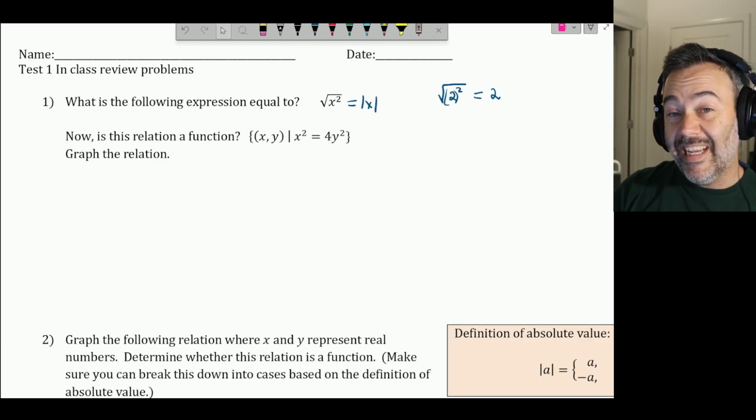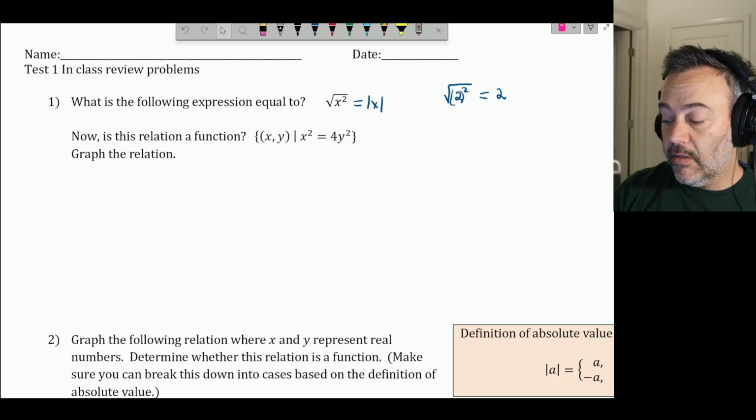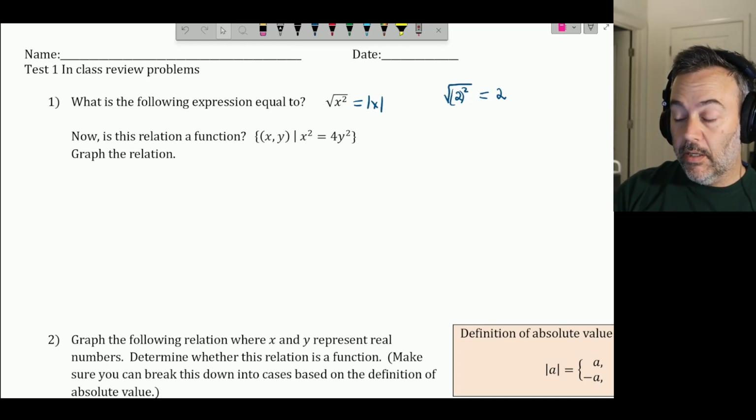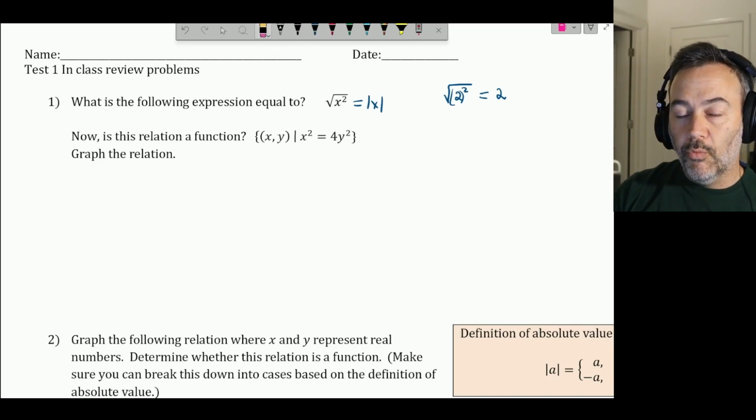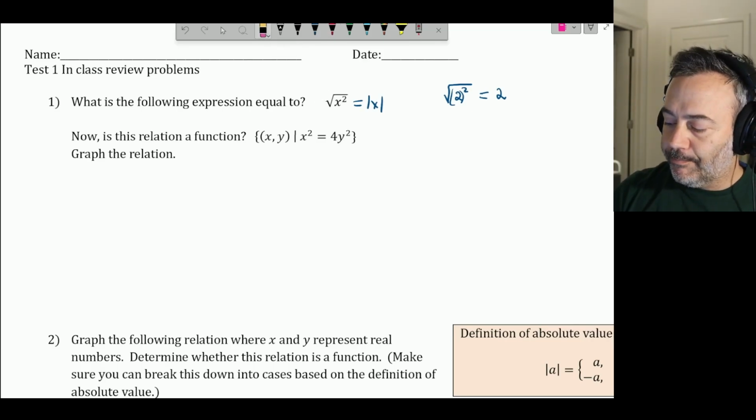Now remember, we're not taking the square root of both sides of the equation here, so there's no plus or minus. This is the principal square root, so this is the positive square root. We're going to talk more about that in a later chapter.